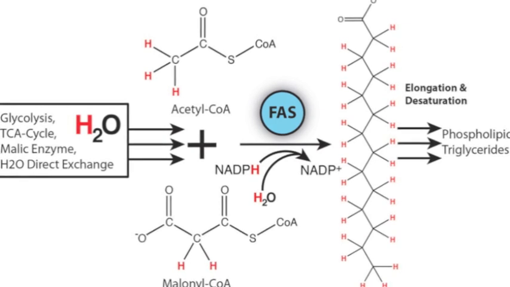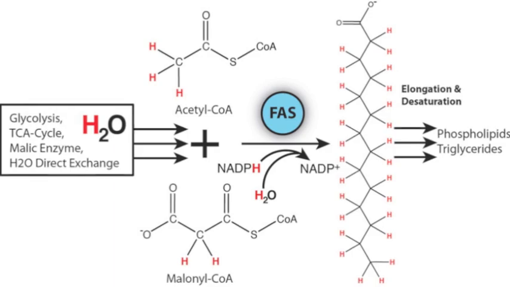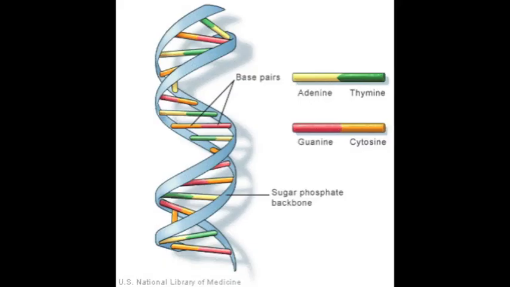NADPH is also used for maintaining healthy red blood cells and effective metabolism of pharmaceuticals in the liver. The other important product of the hexose monophosphate shunt are the pentose sugars that make the backbone of DNA. I hope you recognize that carbohydrates are very important.